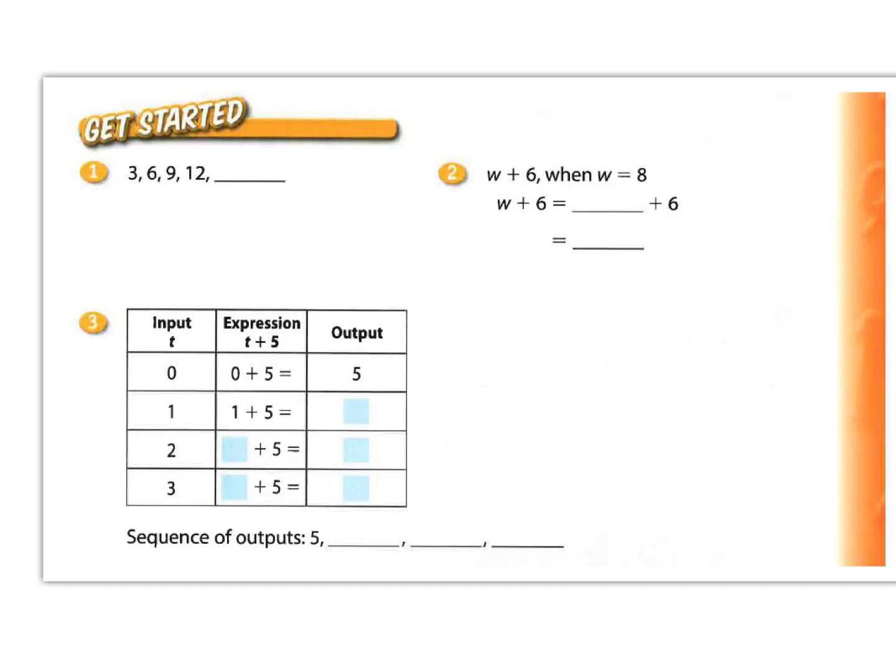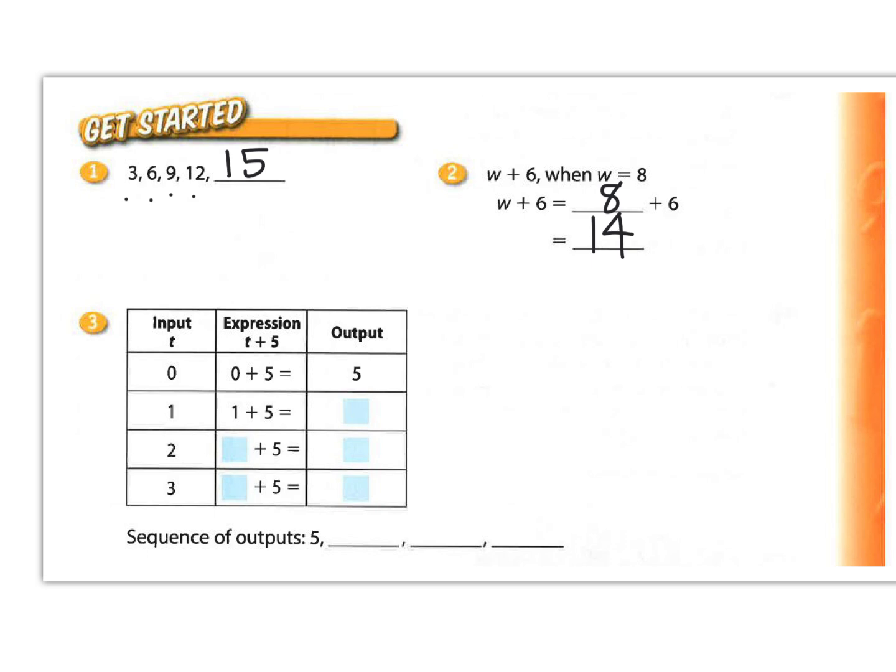All right, so here is some skip counting review for number 1. 3, 6, 9, 12. We're adding 3 each time, so if we add another 3, we get 15. Here's some review from the last lesson. W plus 6 when W equals 8. So W plus 6 equals 8 plus 6 because we're substituting 8 for the W. 8 plus 6 is 14.